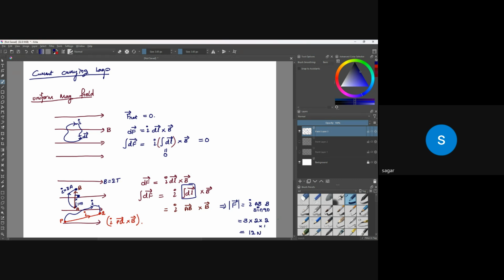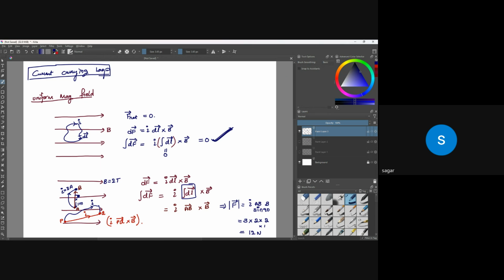So whenever you have a current carrying wire placed in a uniform magnetic field, don't worry about the shape of the wire. Just join the ends, make it a straight wire and find the force. That will give you the answer. So that is about the force acting on a current carrying wire placed in a uniform magnetic field. All right, now let's come back to the current carrying loop. We found out the net force is 0.